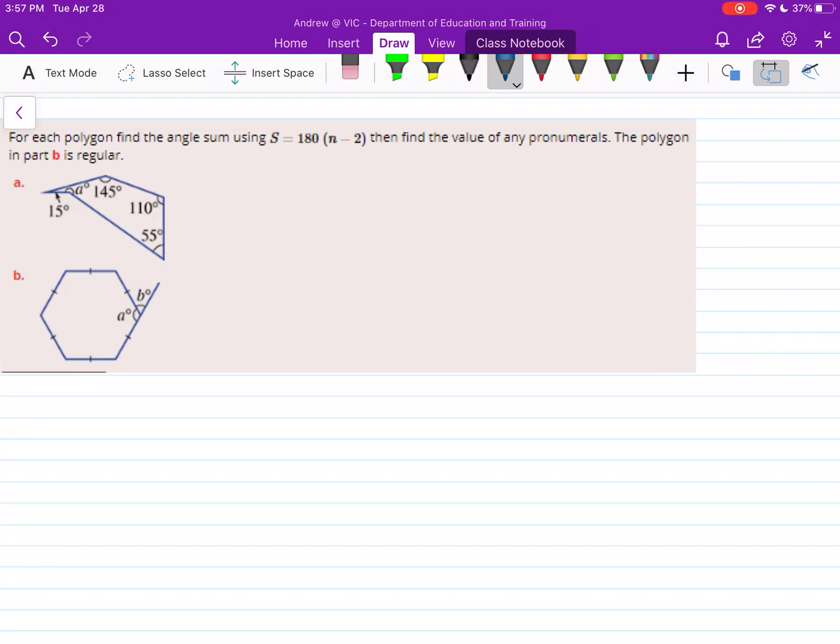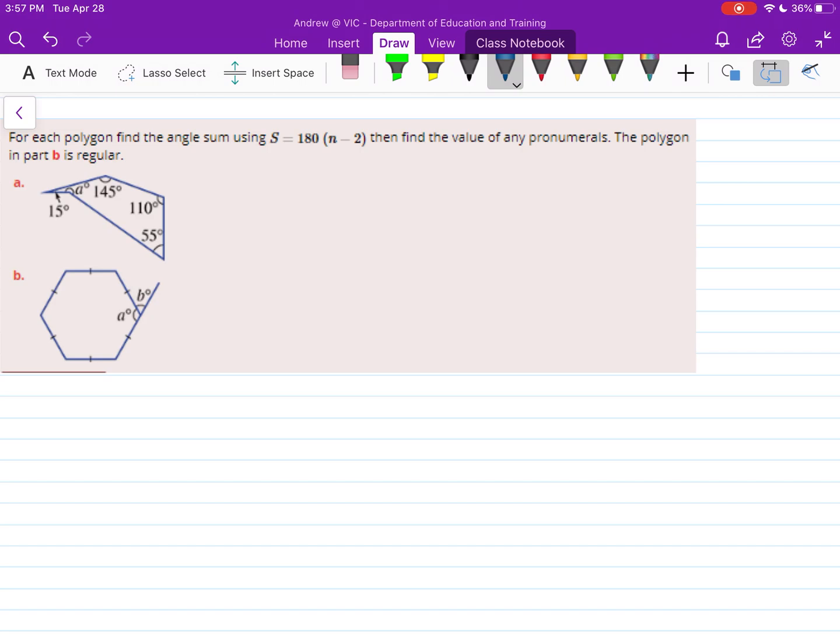G'day all, so in this example we're going to be using our angle sum equation and finding unknowns within different polygons, okay? So we're going to be working through this.